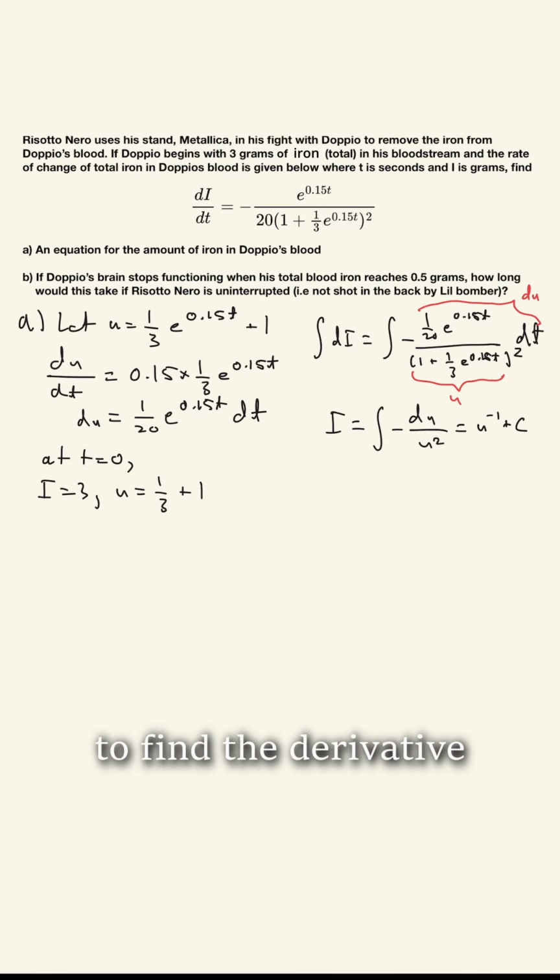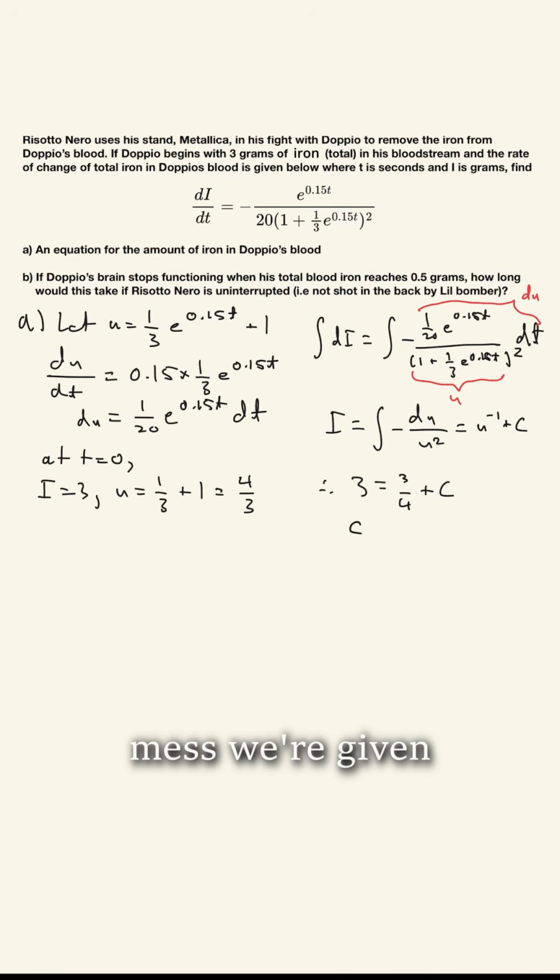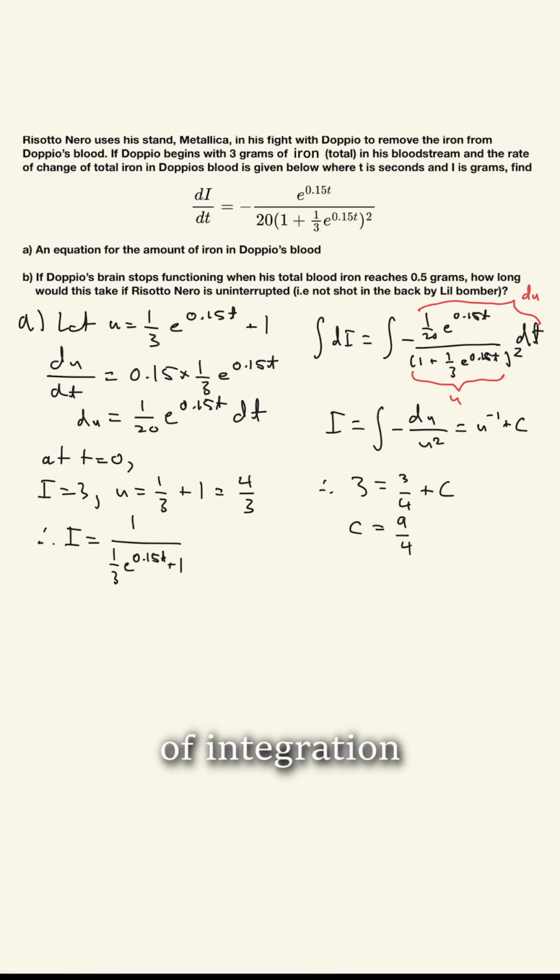We can then differentiate to find the derivative of our substitution, and then change our integration from the complicated mess we're given into something more simple and easier to work with. Once we have integrated our expression, we can then use our initial condition to find the constant of integration, and we find our completed expression for the iron in grams.